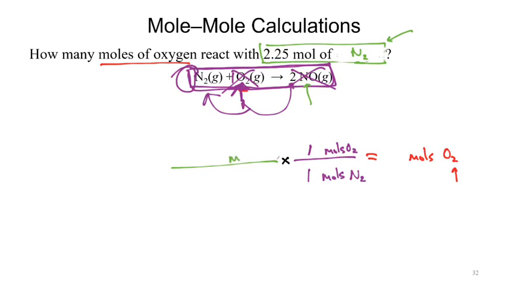I know the moles of N2 would need to cancel for my equation to work out. Am I given just the moles of N2? Yes, sure enough I am. I'm given 2.25 moles of N2. Now all I have to do is the math: multiply 2.25 times 1, divide by 1, and I get 2.25 moles of O2. Okay? This was a trivial solve. They were all 1s, so it didn't really matter.